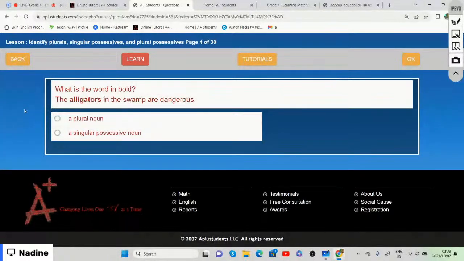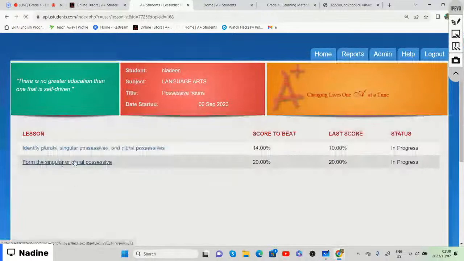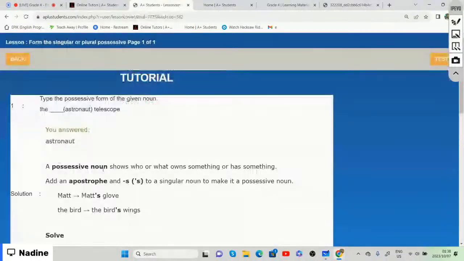All right. Now we're going to form the singular or the plural possessives. And we say the possessive noun shows who or what owns something or has something, right? And we need to add an apostrophe and an S. Remember, we need to add an apostrophe and an S to a singular noun to make it a possessive noun, right? So a possessive noun has an apostrophe and S or it has an apostrophe.